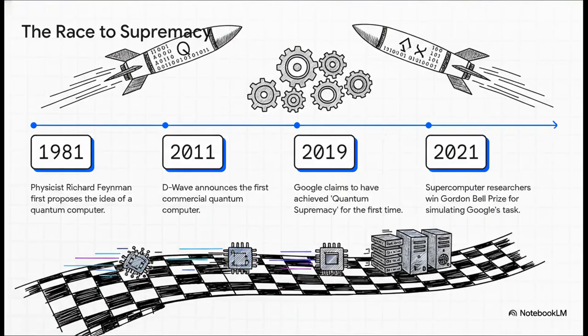And you can see how this all went from just a wild theoretical idea back in the 80s to something that is really heating up now. In just the last decade, we've gone from the very first commercial machines to a claimed supremacy milestone, which then pushed the supercomputer guys to level up their own game in response. It's a real deal technological arms race.